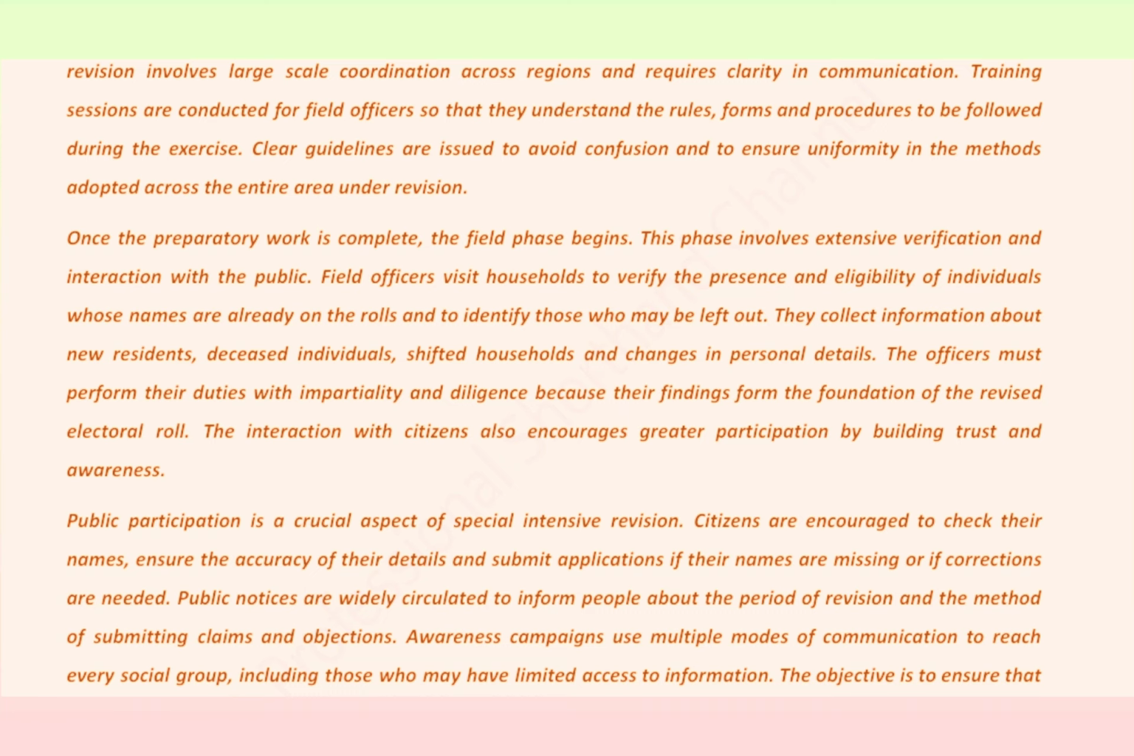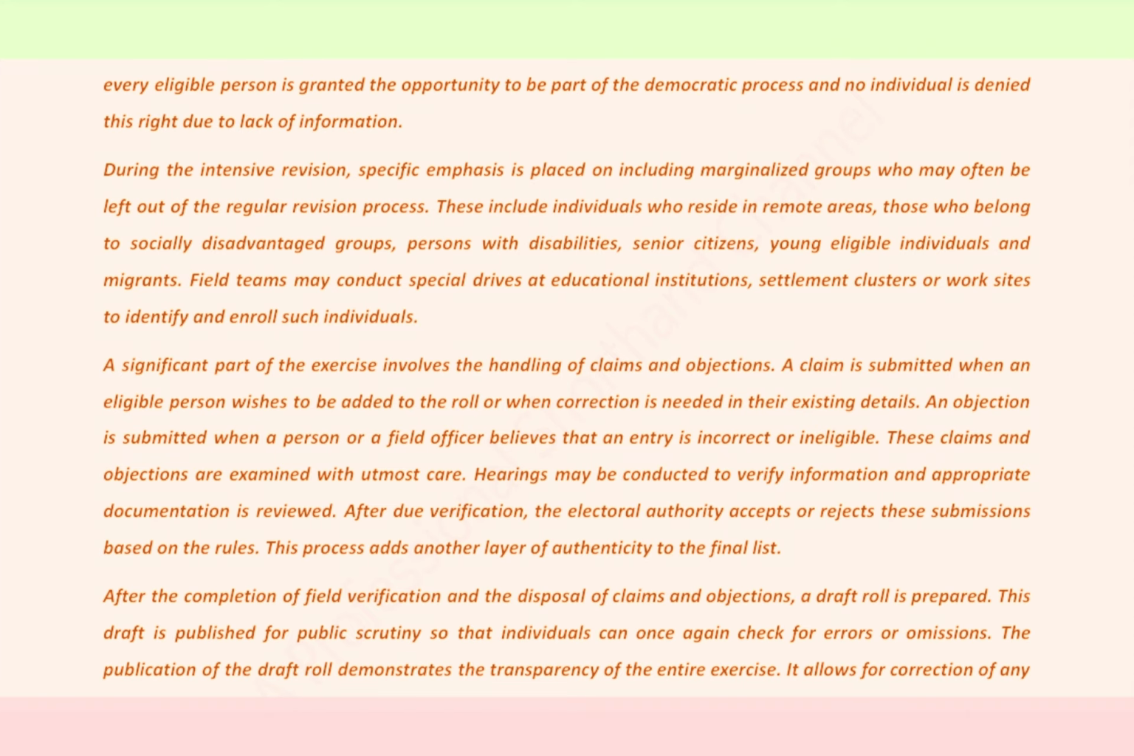Public notices are widely circulated to inform people about the period of revision and the method of submitting claims and objections. Awareness campaigns use multiple modes of communication to reach every social group, including those who may have limited access to information. The objective is to ensure that every eligible person is granted the opportunity to be part of the democratic process and no individual is denied this right due to lack of information.